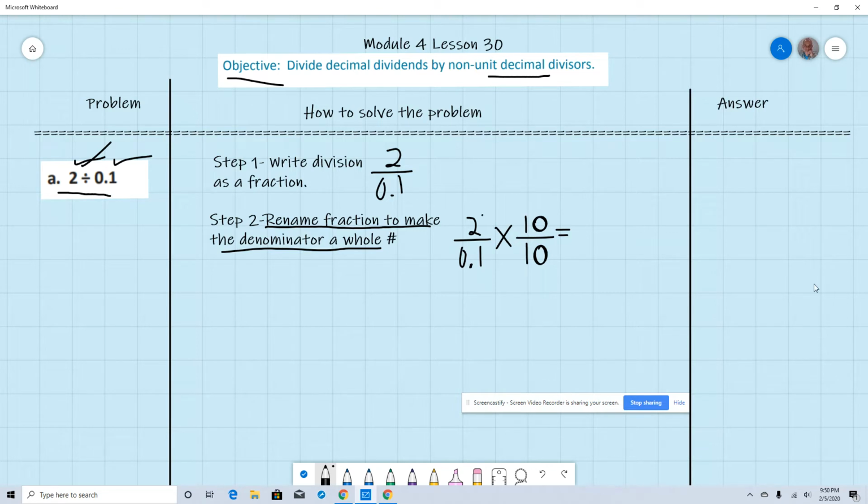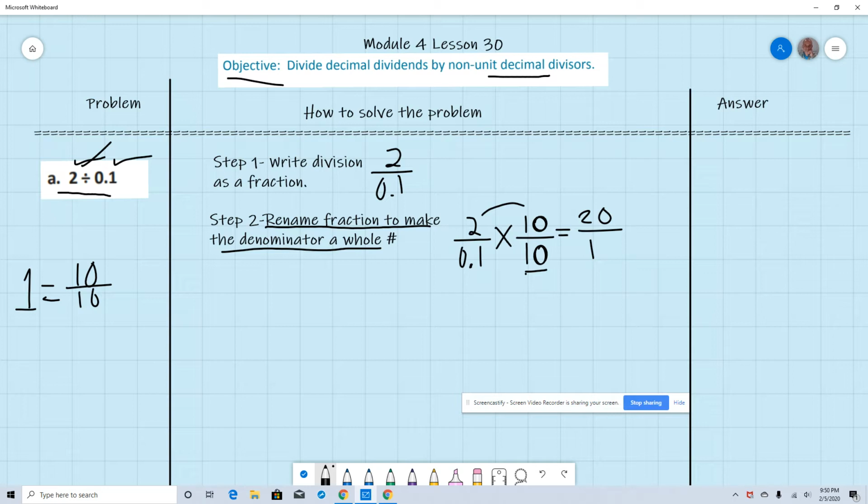Now let's do the math. 2 times 10 equals 20. And 1/10 times 10. Now remember, when you have 10 of 1/10, that equals 1. Let me show it to you right here. So 1 whole equals 10 tenths. Okay, so that will be our answer. The answer will be 20.